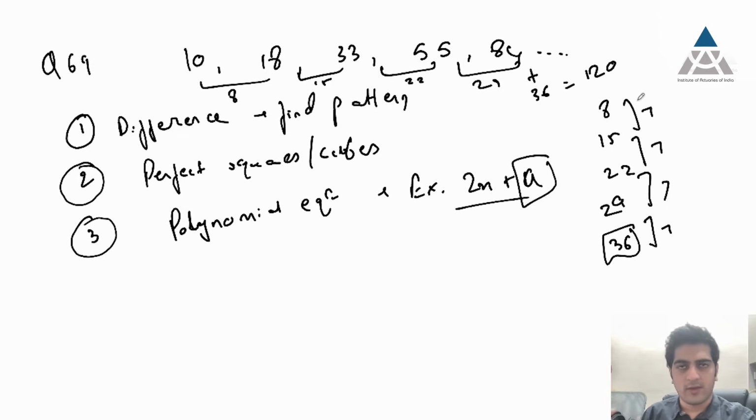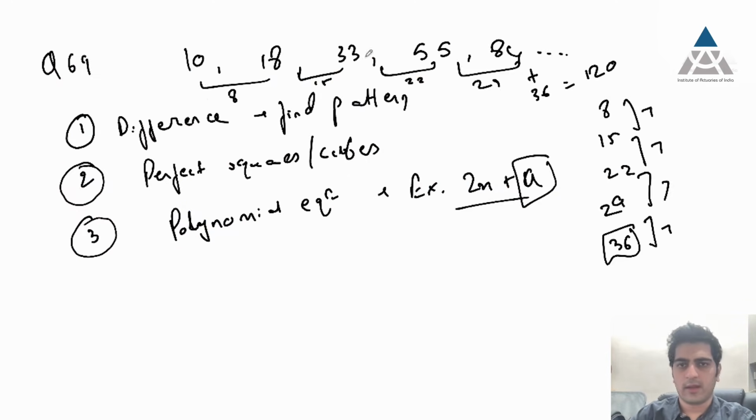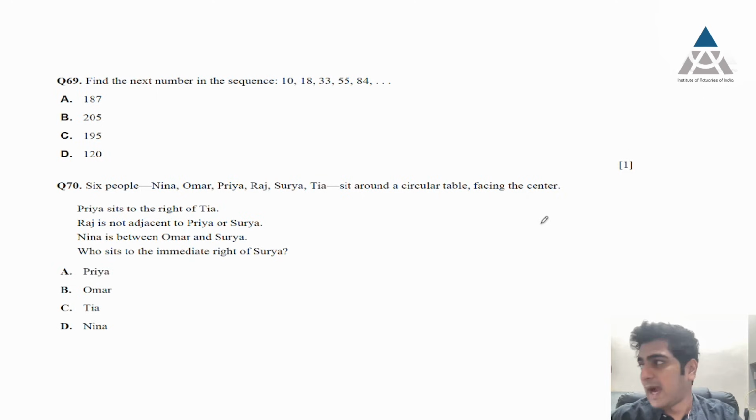You don't need to overstress or overthink a lot. Difference, perfect squares, cubes, polynomial equations, and those should be good enough in most cases. Okay. So here the answer is option D. That's 120. Correct. And a practical advice.